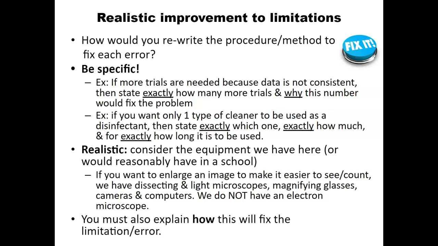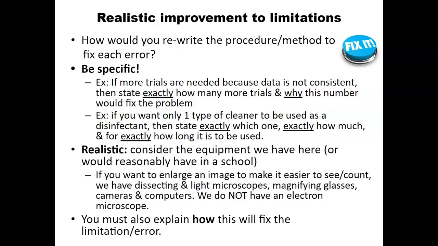For example, if you need more trials because the data is not consistent, then state exactly how many more trials you would need and why this number of trials would fix this problem. Remember, it's an explain, so the why is important. If you want only one type of cleaner to be used as a disinfectant, then state exactly which one and exactly how much and exactly how long it is to be used, right? We have to justify why these are the way we're going to be fixing these specific errors.